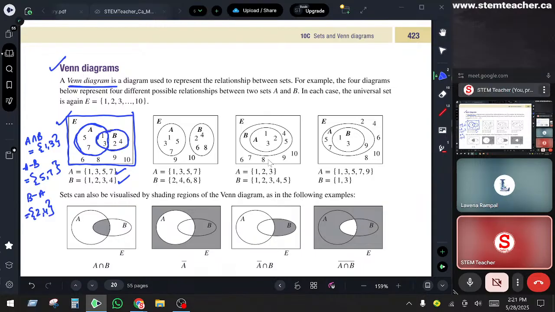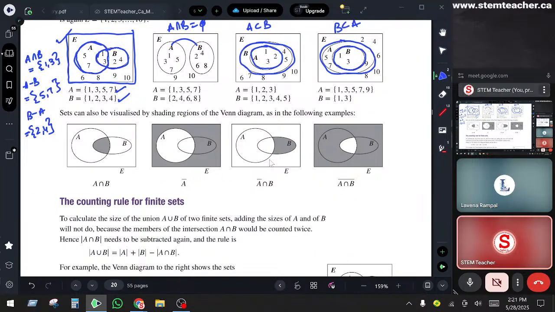This is case one. And is there any common element between A and B? No. Means A, B are disjoint. A intersection B is empty. And here A is contained in B, because A is 1, 2, 3, which is lying inside B. Here B is lying inside A. B is contained in A.